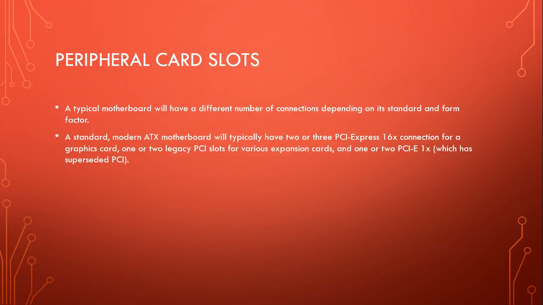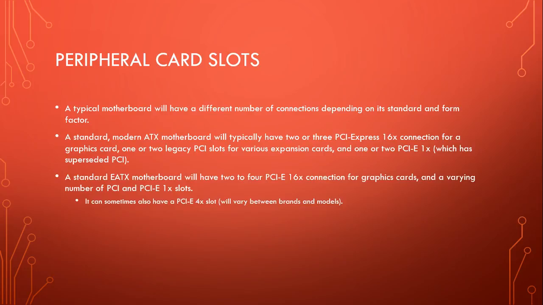A standard modern ATX motherboard will typically have 2 or 3 PCI Express 16X connections for a graphics card, 1 or 2 legacy PCI slots for various expansion cards, and 1 or 2 PCIe X1, which superseded PCI. A standard ATX motherboard, so this is a different variation, will have 2 to 4 PCIe 16X connections for graphics cards and a varying number of PCI and PCIe slots. You can also sometimes have a PCIe 4X slot, which will vary between brand models.